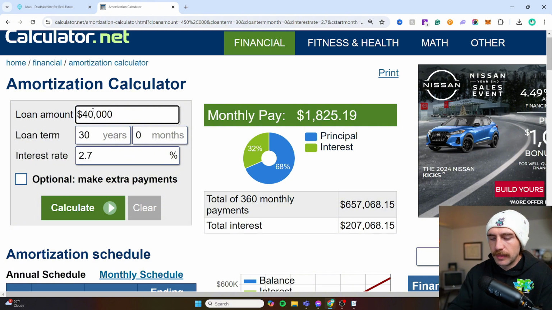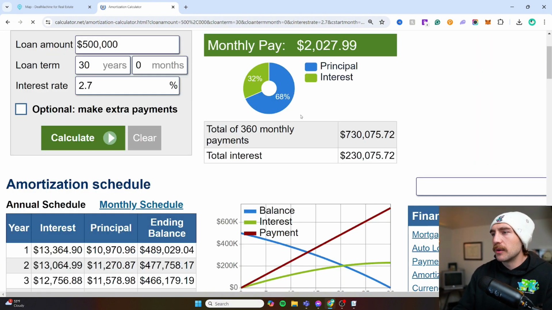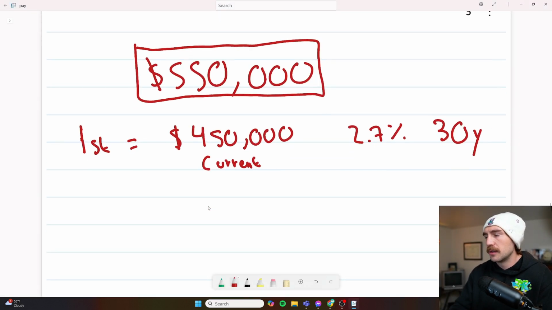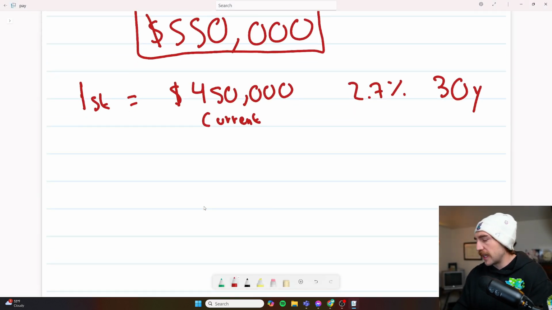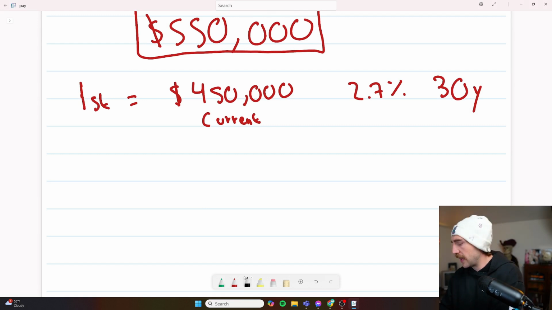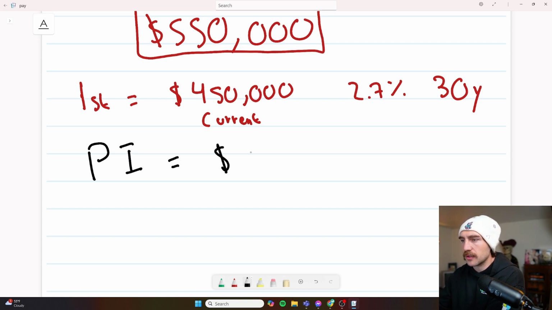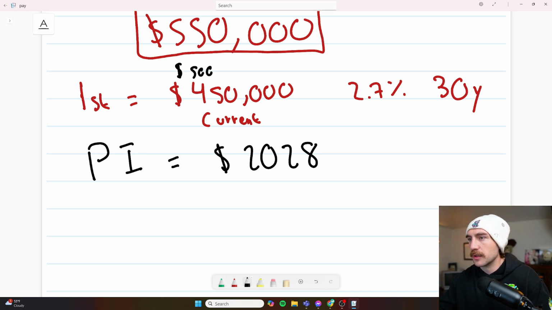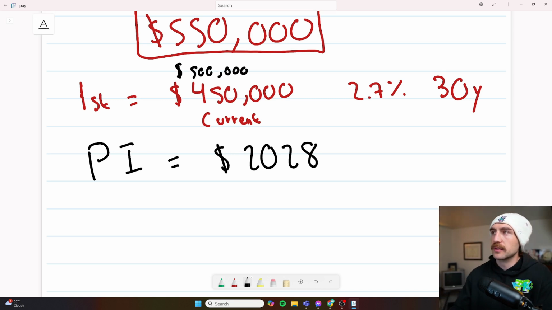So let's actually go back with 500,000. And now we know that our monthly payments are $2,028. Okay. Is that PITI? No, that's just principal and interest. So that is our PI, our principal and interest on this first loan, is $2,028. And that's if the original loan balance is 500,000.